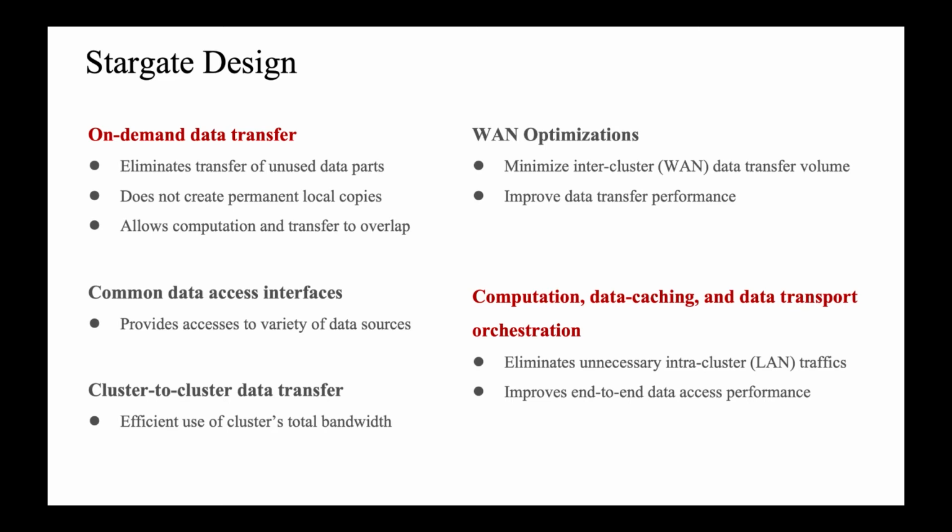Second, Stargate provides common data access interfaces. Scientific computations can make direct access to a variety of data sources via the interfaces. Third, Stargate uses cluster-to-cluster data transfer to make efficient use of cluster's total bandwidth. Fourth, Stargate implements WAN optimizations. WAN optimizations minimize WAN traffics required. Also, they improve data transfer performance.